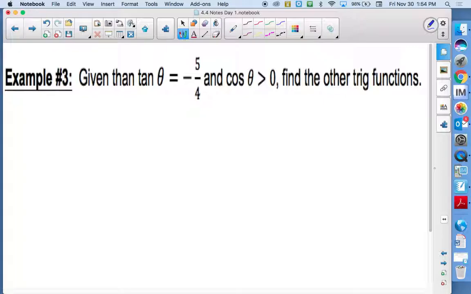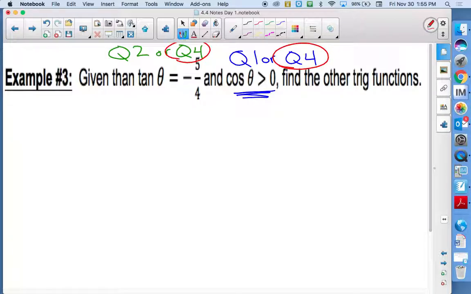And it's in quadrant 1 or 4. Okay, so cosine is positive, so it's either in quadrant 1 or it's in quadrant 4. And that's just because cosine is positive. So looking above, all of them are positive in 1, cosine is positive in 4. Brandon, if tangent is negative, what does that mean? It's in quadrant 4. Yeah, so negative means tangent is either in quadrant 2 or quadrant 4. And the overlap, as he said, would be in the 4th quadrant.